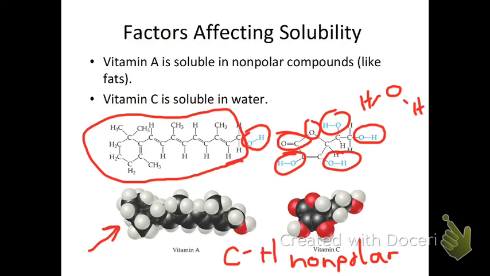In fact, we tend to call a molecule like this, I might even use the word greasy. Sometimes people say it's a grease ball. And so it kind of makes sense that it's soluble in nonpolar tissues like, say, fats and things like that. Okay?